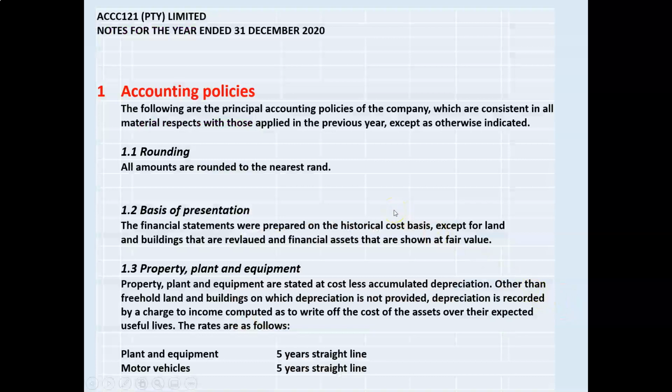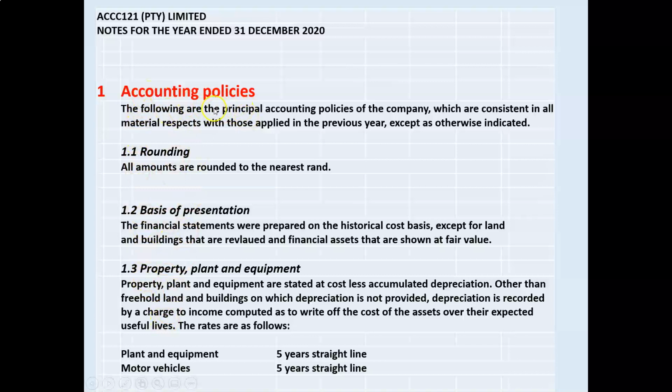Let's have a look at an example of accounting notes. You have to write, once more, a proper heading: ACCC 121 Pty Limited, notes for the year ended 31 December 2020. Accounting policies. And guys, you have to know all these accounting notes, because I haven't put in anything that you are not supposed to be able to write. I can ask you anything of these and you have to be able to write all of these accounting policy notes should it be required.